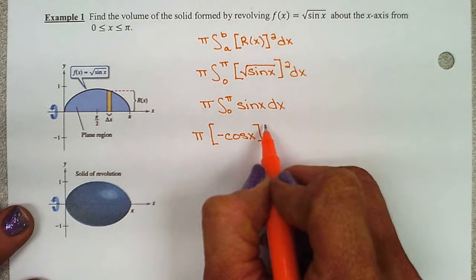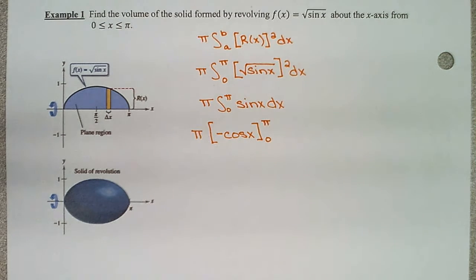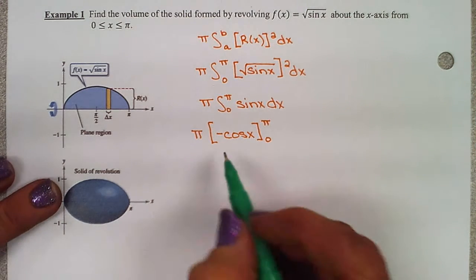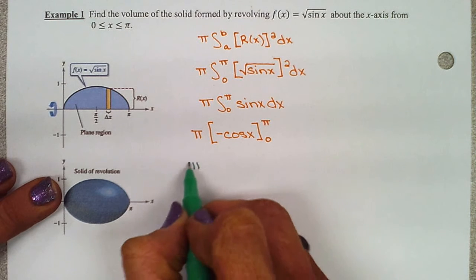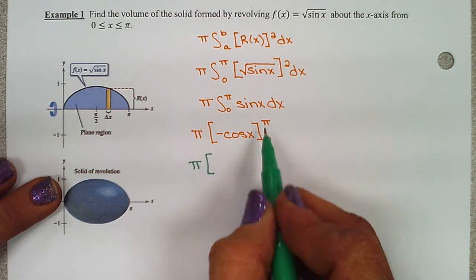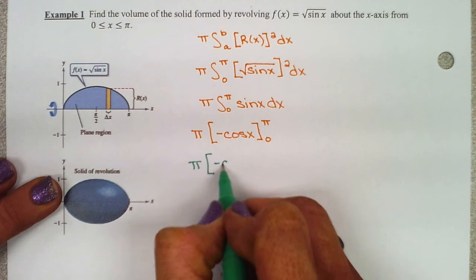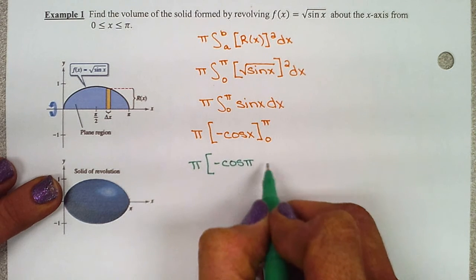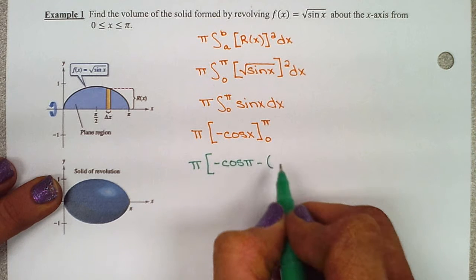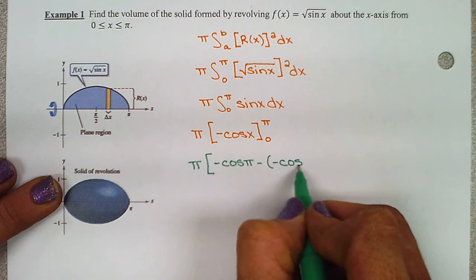So we're going from 0 to pi. So now it's going to be a matter of plugging in our upper and lower limits to evaluate and end up getting our final solution. So we still have the pi in front. We need to take the upper limit minus the lower limit. So upper limit is pi minus the lower limit, which would be minus a negative cosine of 0.